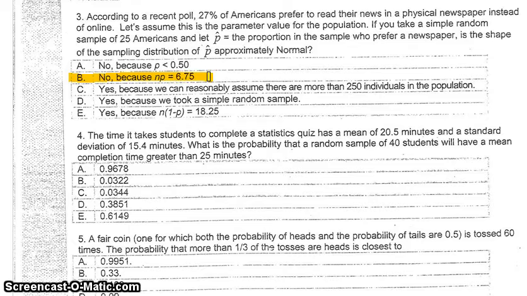Number 4, the time it takes students to complete a statistics quiz has a mean of 20.5 minutes, standard deviation of 15.4 minutes. Large variability there, right? What is the probability that a random sample of 40 students will have a mean completion time greater than 25 minutes? Okay, so now we're talking about a sample of size 40, so we have to change our standard deviation. We're looking at a probability statement. We're using normal CDF, and hopefully you have calculated it to get B.